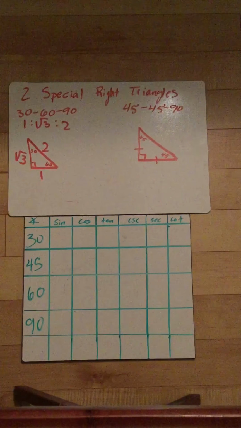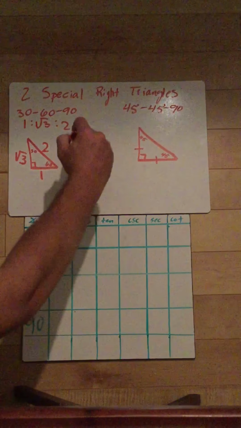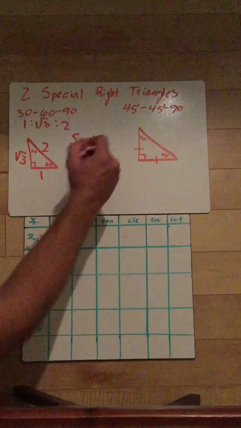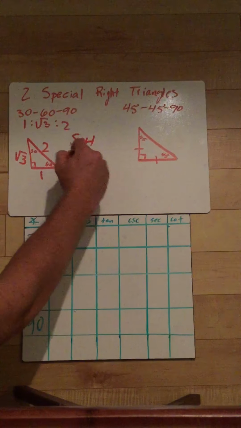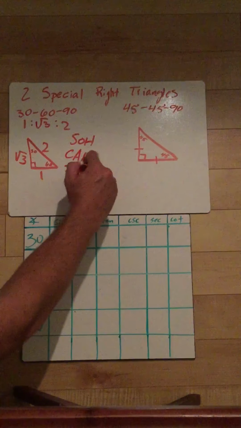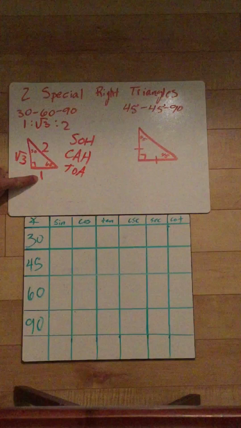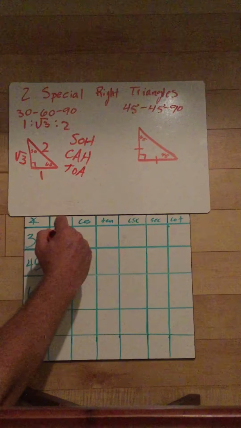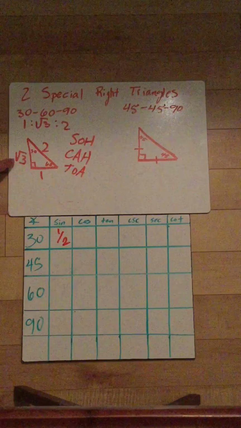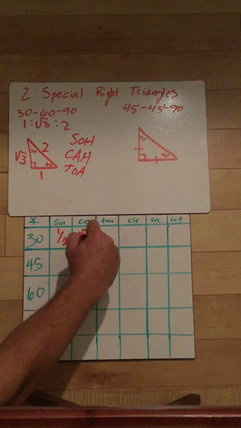Now, hopefully, you're pretty good with the sine, cosine, and tangent as far as SOHCAHTOA. The sine of any angle is the opposite side divided by the hypotenuse. The cosine is the adjacent divided by the hypotenuse. And the tangent is the opposite over the adjacent. So opposite 30 over the hypotenuse says the sine is 1 over 2. Adjacent to 30 divided by the hypotenuse is the cosine of 30.